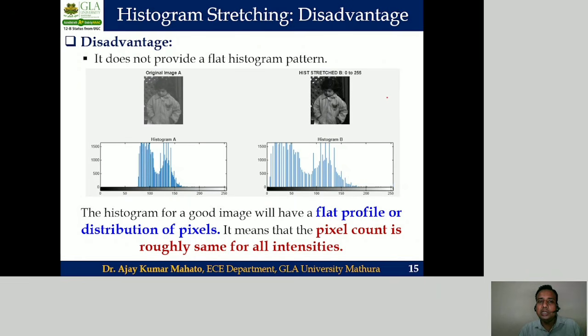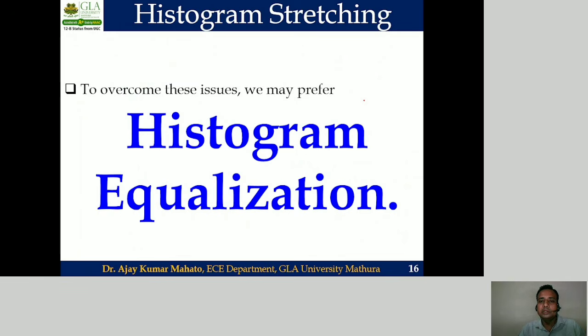Another disadvantage of histogram stretching is that though it offers a wider histogram pattern in the full, entire dynamic range, the histogram stretching method fails to provide a flat histogram pattern, it fails to provide a uniform histogram pattern. And in digital image processing, we know a good image should have a flat histogram pattern, a uniform histogram pattern. So in order to overcome these disadvantages, we may prefer histogram equalization.